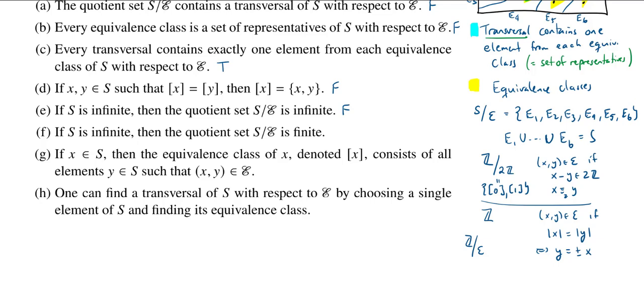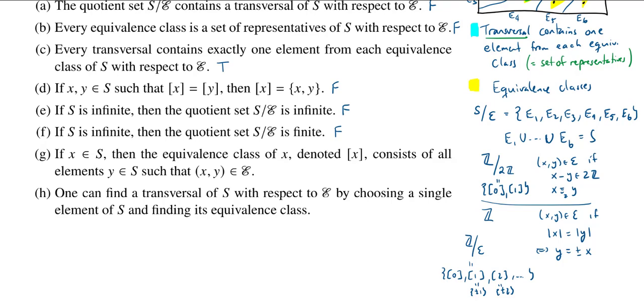So Z mod E, what is that going to have in it? Well, let's see. You have the class of 0. In fact, that's the only thing in that class, is 0, because it's the only thing with absolute value 0. Then you have the class of 1, which is going to contain plus or minus 1. And then you have the class of 2, which is going to contain plus or minus 2, and so forth. So this is going to give you an equivalence class for every non-negative integer. This is certainly an infinite number of equivalence classes. So just because you have an infinite set, it doesn't mean that the quotient set has to be finite, or infinite. You can have both. So this statement is also false.